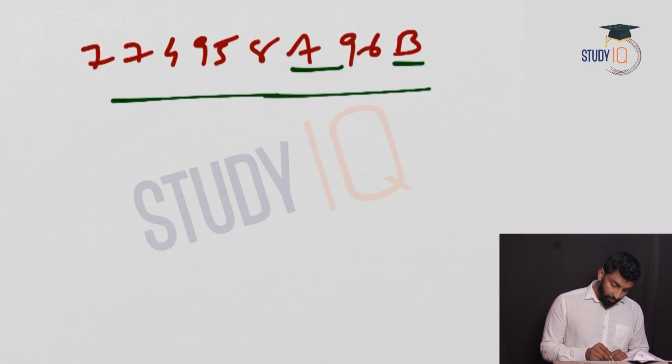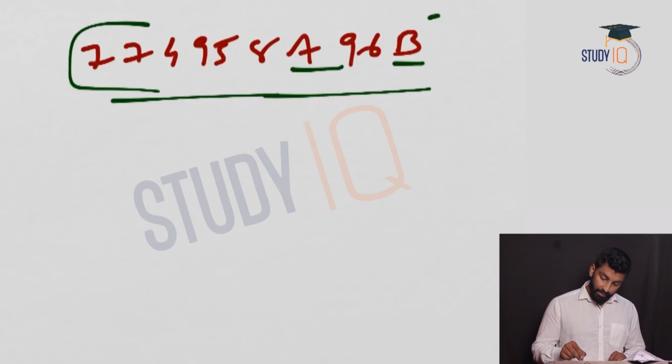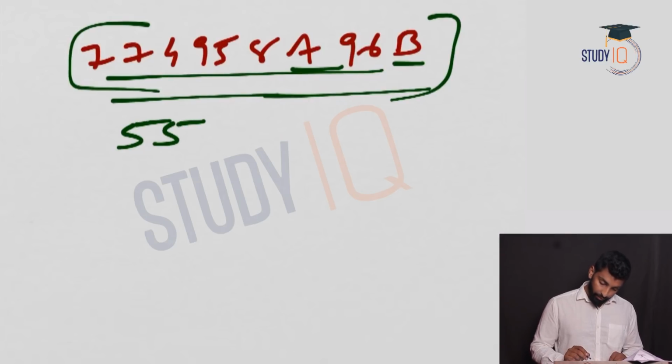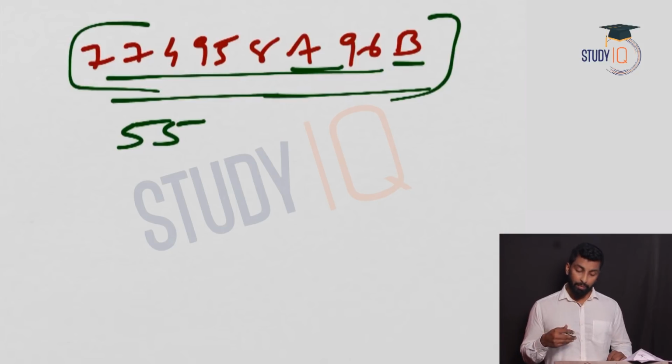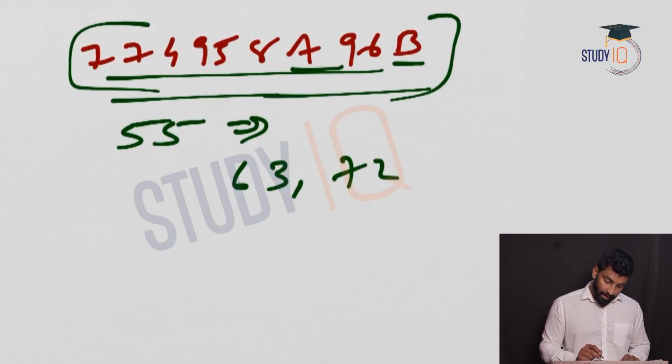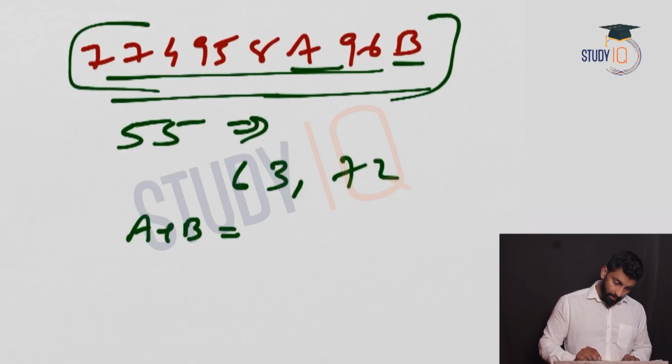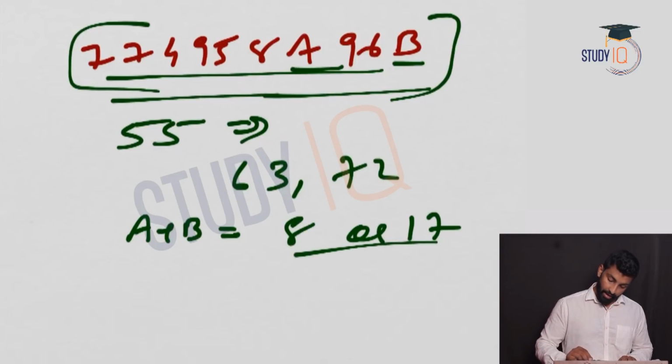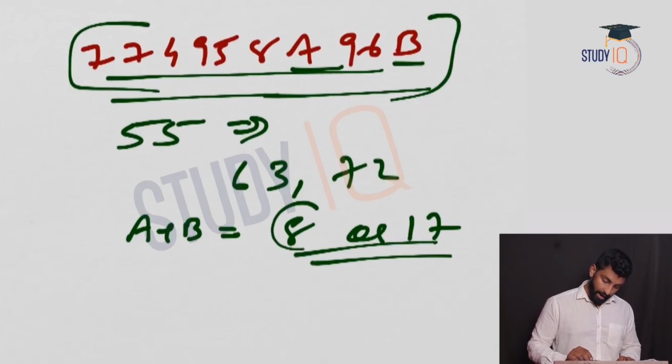So what is the divisibility rule of 9? You have to see the sum of digits. Now if you take the sum of digits except A and B, you get 55. If you add everything, you will get 55. So what will be the next higher multiple of 9 after 55? That will be 63 or 72. From that you can understand that A plus B will be either 8 or 17. Because if you get 8, you get 63, and if you get 17, you get 72.